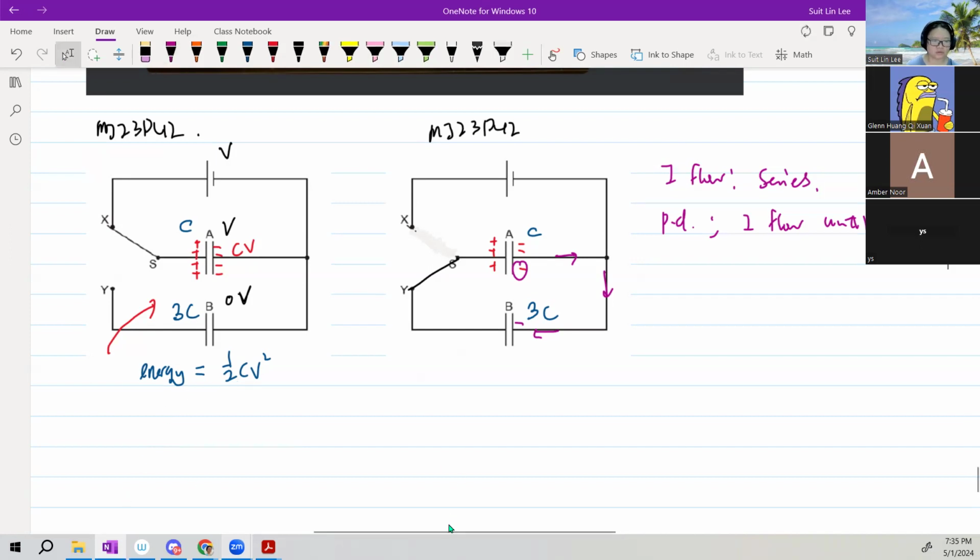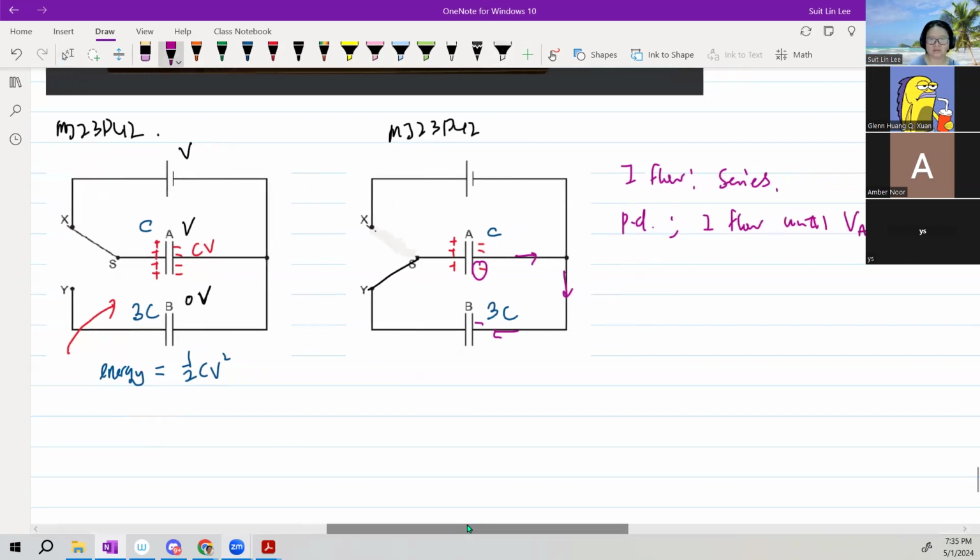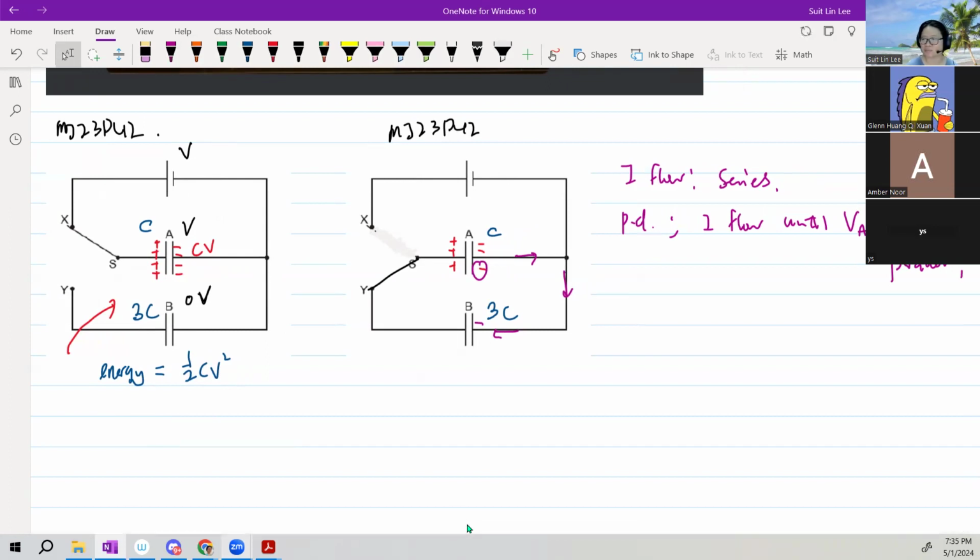So I don't know whether it's series or parallel. Hence, I cannot confidently sum up the capacitance. So I would rather just sum them separately. That is my response.